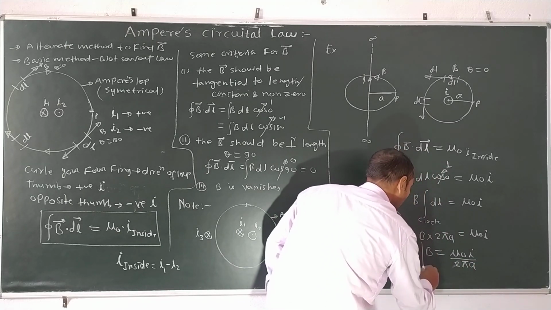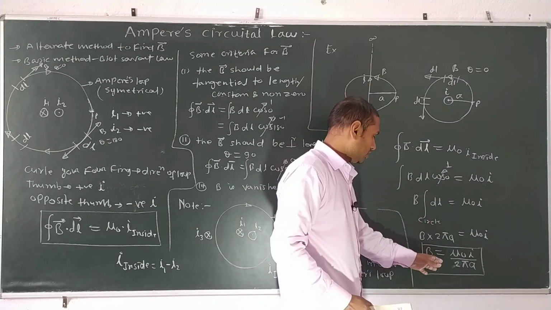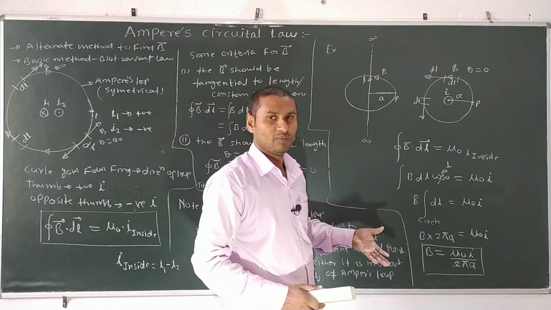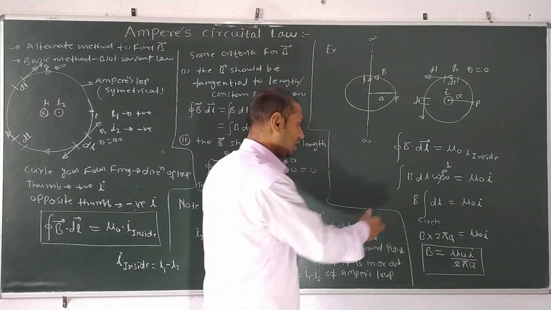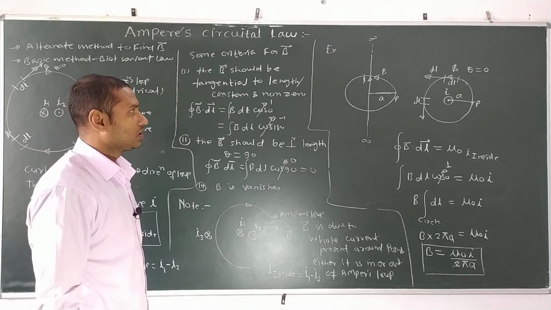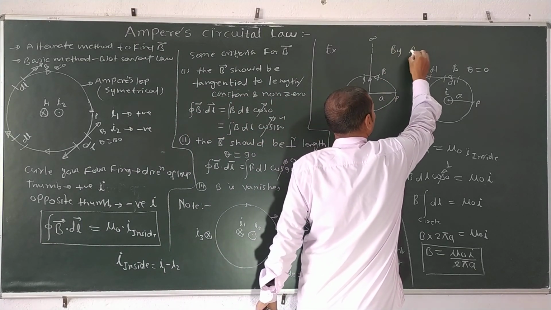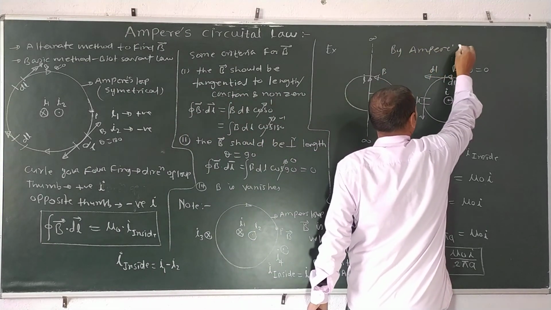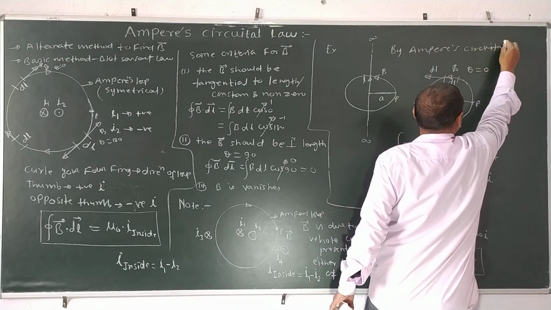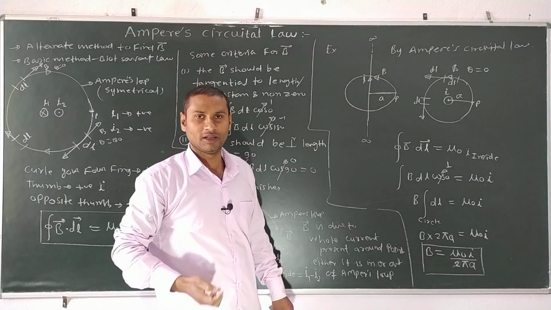We have already found the magnitude of magnetic field due to this infinite length current carrying wire by applying the Biot-Savart law. But the same value we can get by using Ampere's circuital law. I think you are able to follow me. Thank you very much.